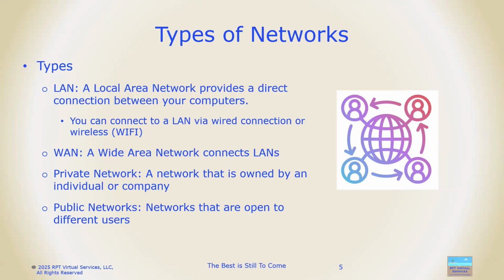A WAN is a wide area network connection that connects multiple LANs together. And you can either have a private network, a network that's owned by an individual or company, or a public network. Now, if you're a big company, you'll have LANs and WANs that are all private, and then they'll connect to the outside world through the internet, which is a public network.